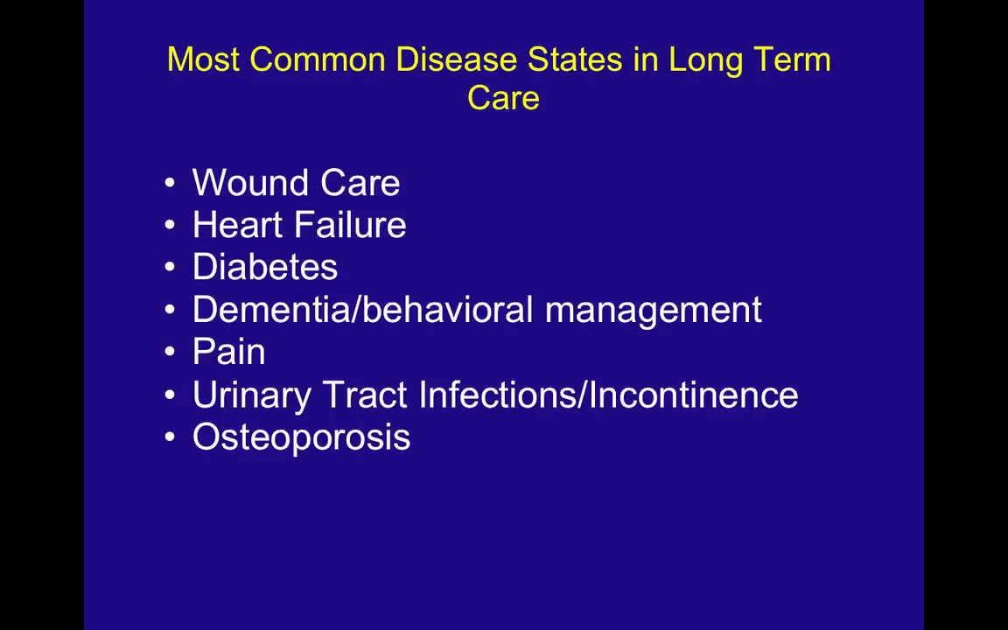The other thing is what type of disease states. Well, pretty much the disease states that you see in chronic care of all types of adults, which is cardiovascular, but some of the key ones you'll see are heart failure, diabetes, dementia, pain management, urinary tract infections, incontinence, osteoporosis, and wound care.